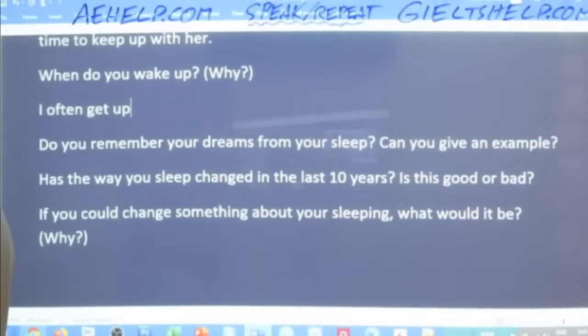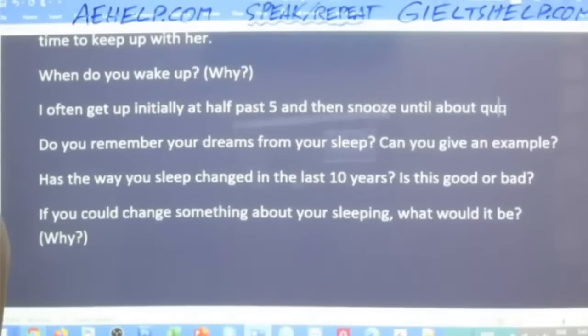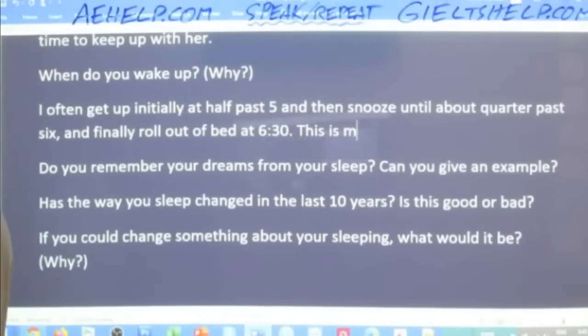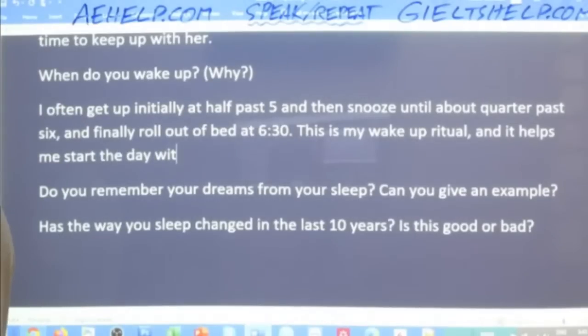I often get up initially at 5, let's say 5:30, and then snooze until about 6:15, and finally roll out of bed at 6:30. This is my wake up ritual, and it helps me start the day with a positive energy.